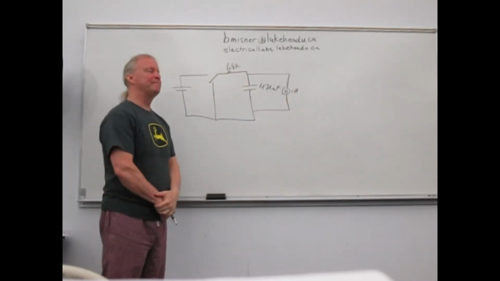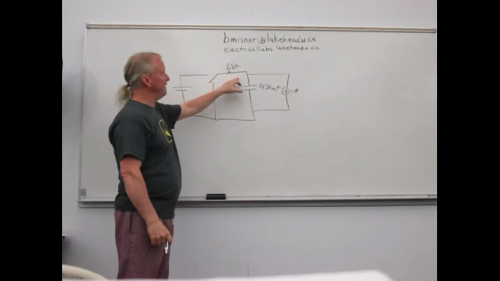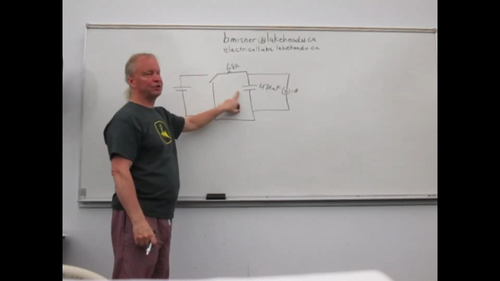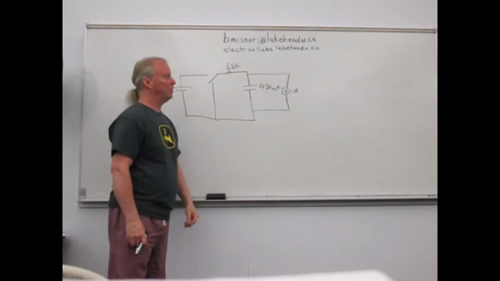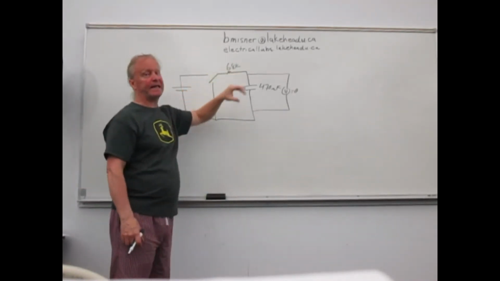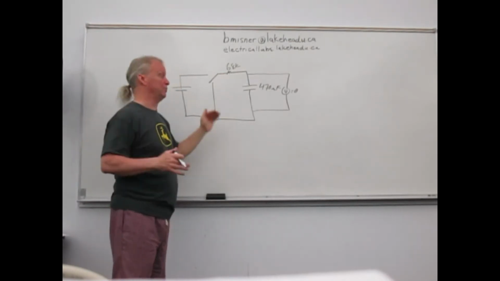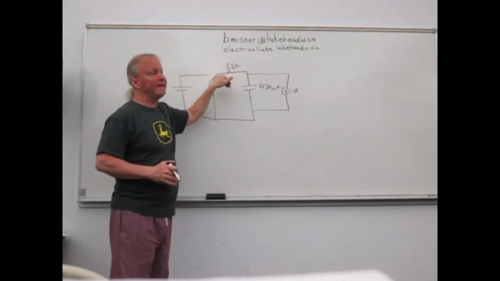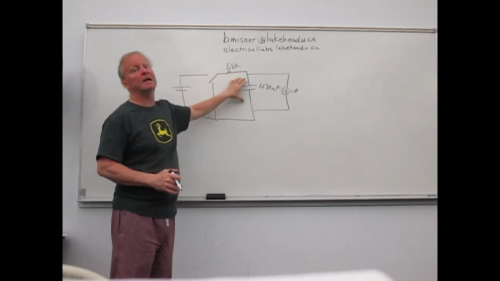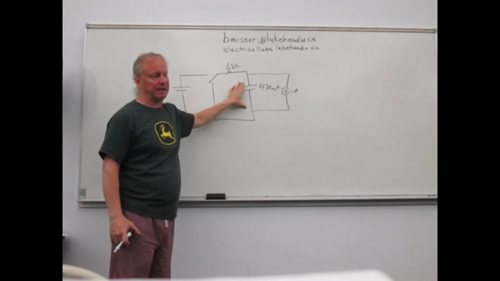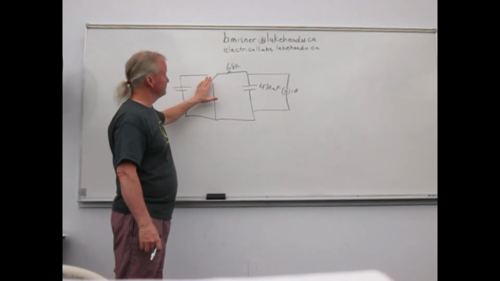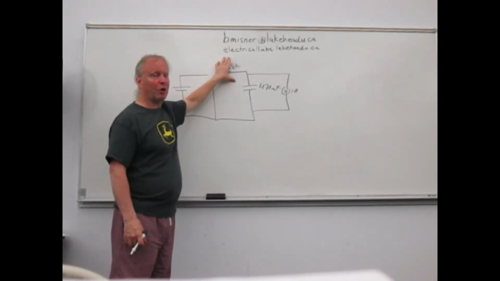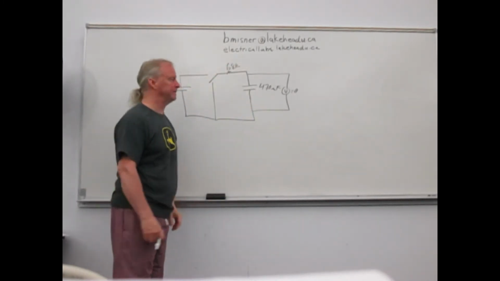The combination of these two components will charge at a certain rate. With 68K, that's a pretty large value, so it's going to slowly allow current to flow through here and charge this capacitor up. If this resistance was smaller, it would charge at a faster rate.